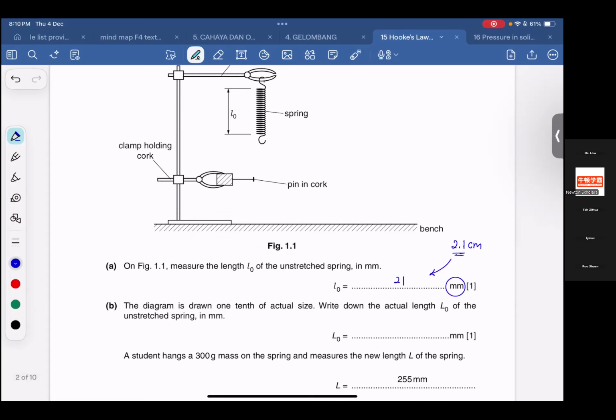The diagram is drawn 1/10 of actual size. Of course, this is A4 paper, it cannot be drawn at actual size. This is only 1/10 of the actual size. Write down the actual length L0 of the unstressed spring in mm. So what is your actual size in real life? This is just 1/10 of actual size. So what is your actual size? What do you think?